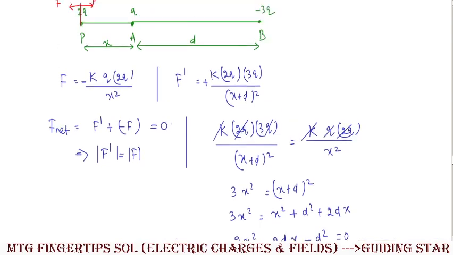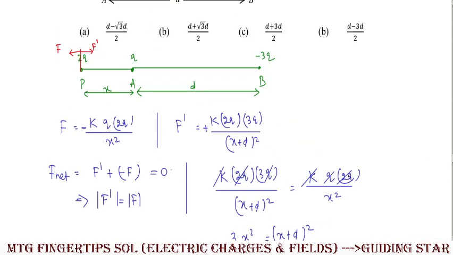So if we check the options over here, option A is given d minus root 3d divided by 2, and option B is given d plus root 3d divided by 2. Both are present over there in the roots. These two will be wrong. So out of these two, which one will we take?